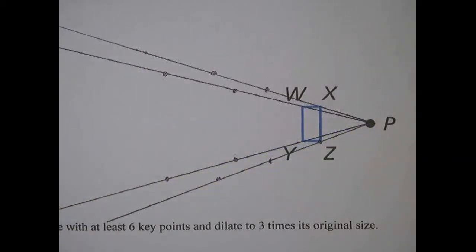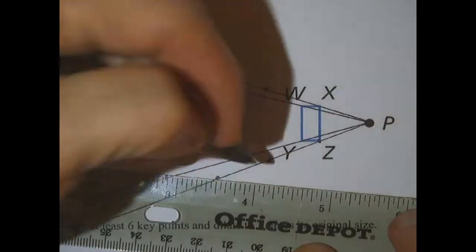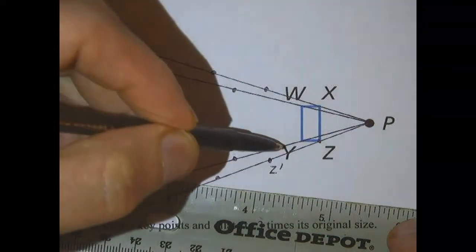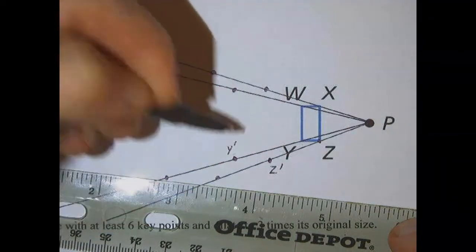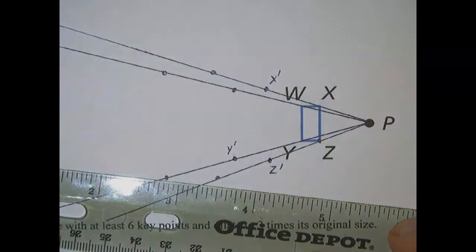All right, now if we can keep track of what came from what, we're going to connect these. So this point right here, I'm going to call that Z prime. This point right here came from Y, so I'm going to call that one Y prime. This point right here came from X. I'm going to call that X prime.